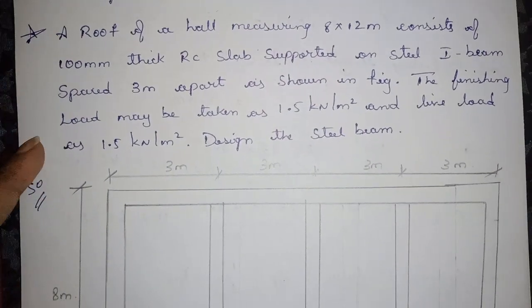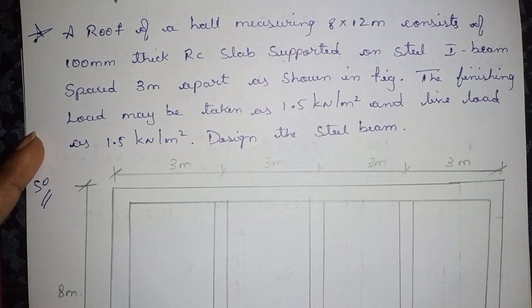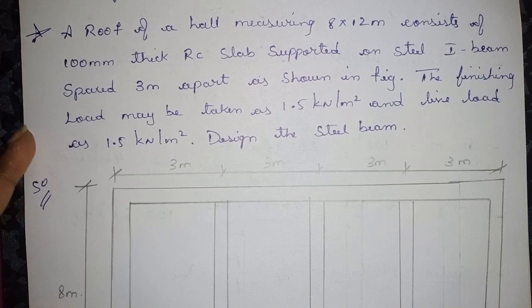I'll take a small problem here. A roof of a hall measuring 8 by 12 meters consists of 100 thick RC slab supported on steel I-beams spaced 3 meters apart, as shown in the figure. The finishing load may be taken as 1.5 kilonewton per meter square and the live load as 1.8 kilonewton per meter square. Now we need to design the steel beams. This is the given data.